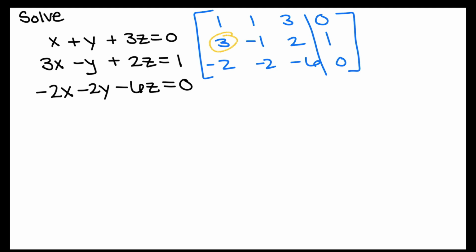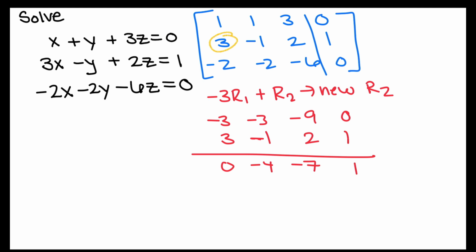I actually always work in this order where I eliminate first entry in row 2, and then I just go down. First entry in row 3, and then second entry in row 3. That's the order I always work in. So I'm going to eliminate that 3 in row 2. To do that, I have to take negative 3 times row 1 plus row 2. That'll eliminate that number. So negative 3 times row 1 is negative 3, negative 9, 0. I'm going to add that to row 2, which was 3, negative 1, 2, 1. That gives me 0, minus 4, minus 7, and 1.